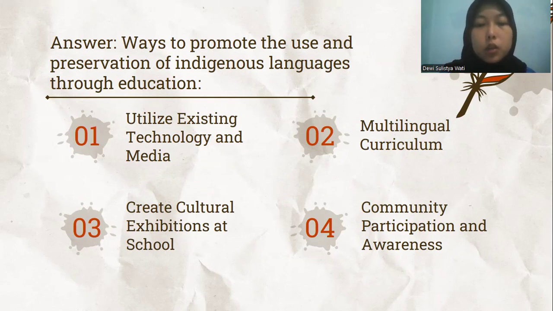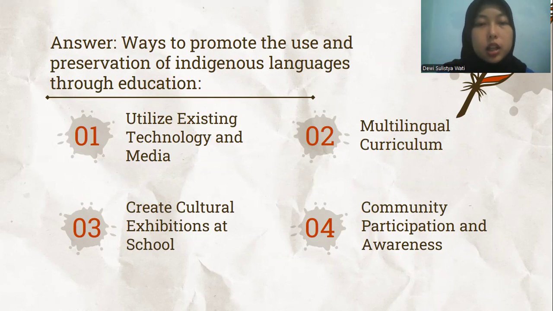The second is multilingual curriculum. Develop a multilingual curriculum using both national and indigenous languages. Include material on history, culture, and traditions. This can strengthen both languages and ensure students know the indigenous language of their country.